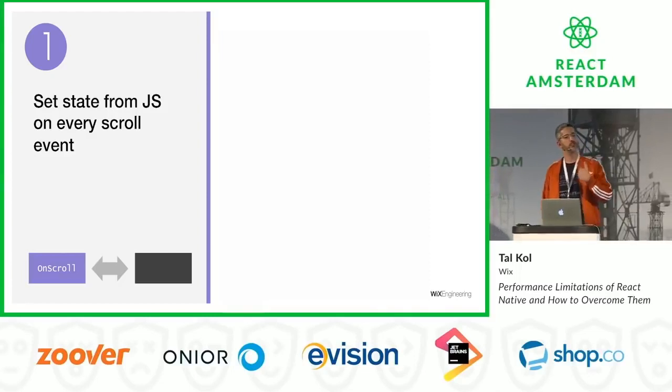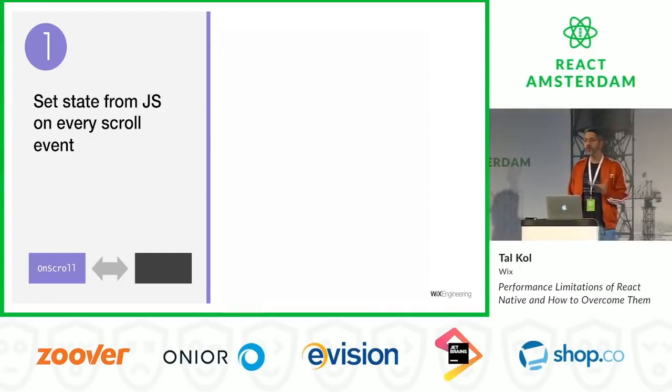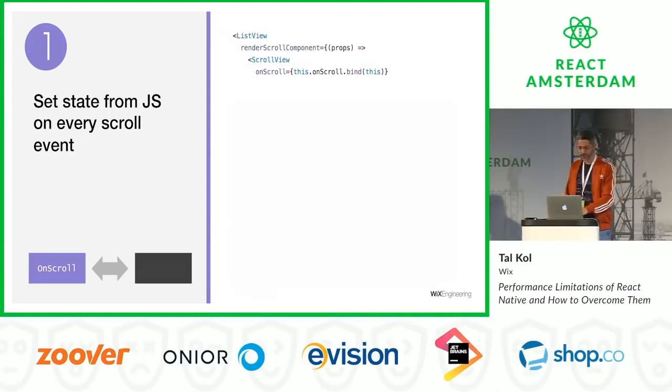And as the scroll position changes upwards, we want to change the scale. So how would you implement that in a naive approach? You want to go with JavaScript, and we want to hook up to the onScroll event of the scroll view inside the list view. That would be the natural implementation. So how would that go?